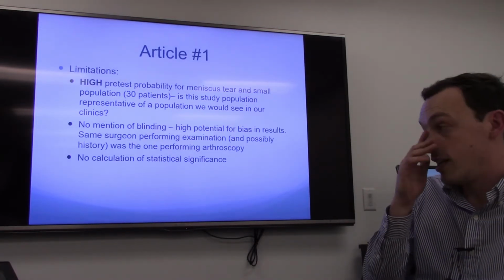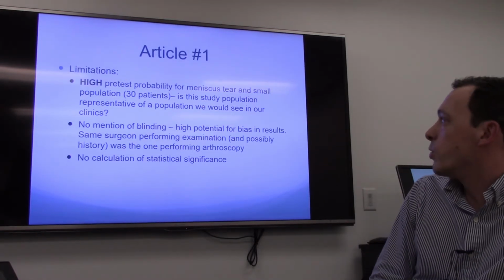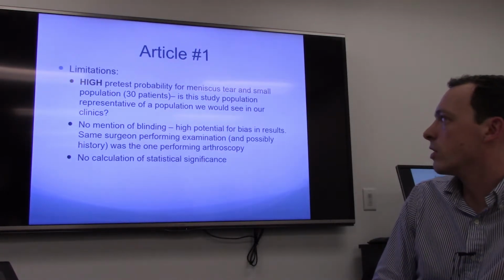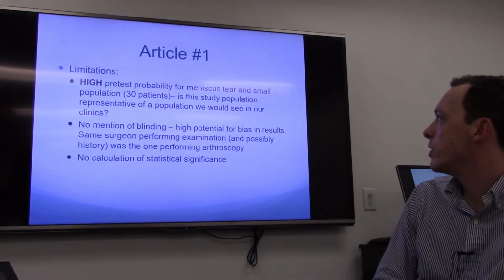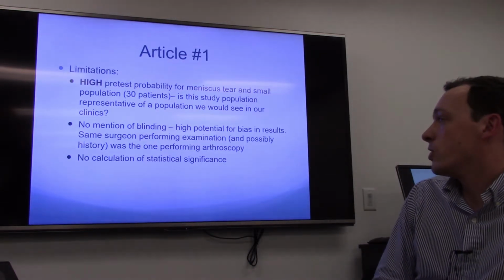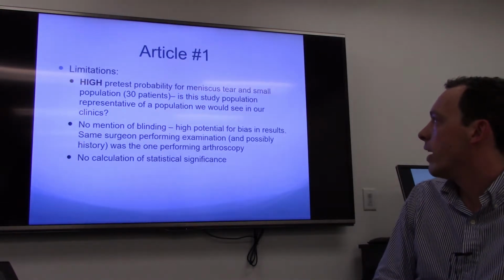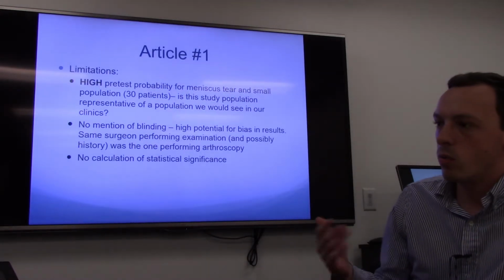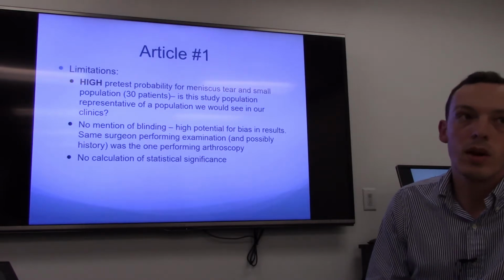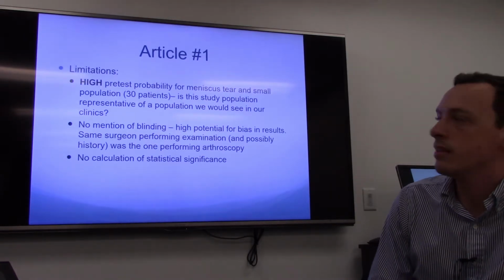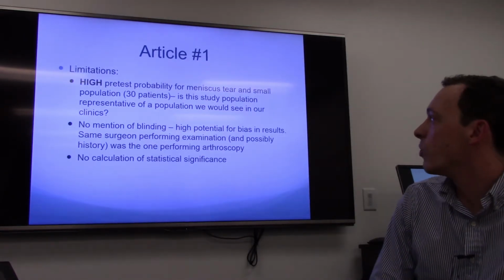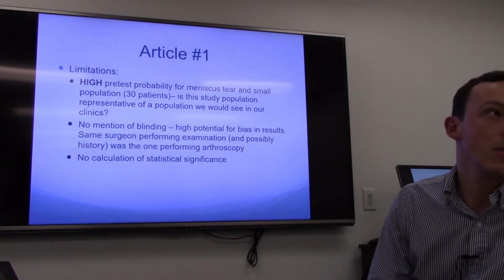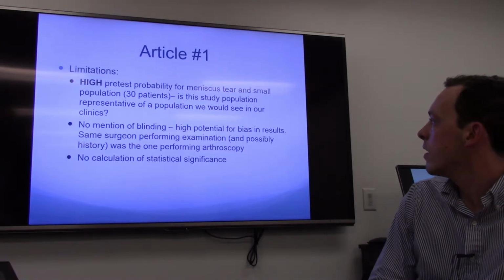I thought in terms of limitations, there was a high pretest probability for meniscus tear in this sample they chose. So they, like we talked about, they chose a very high pretest probability. The population was a small sample, only 30 people. And when we read studies, we try to think, would this population apply to me? Is this the population I'm seeing in my clinic? And I would probably say no, because we see undifferentiated knee pain, and that's not what this sample was.